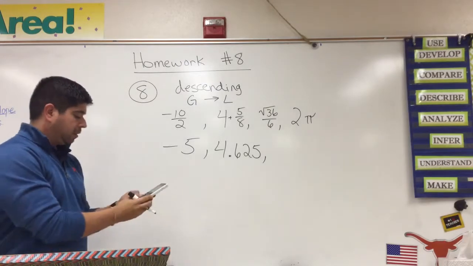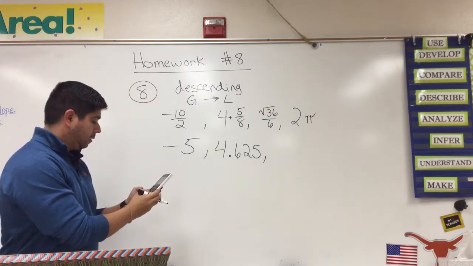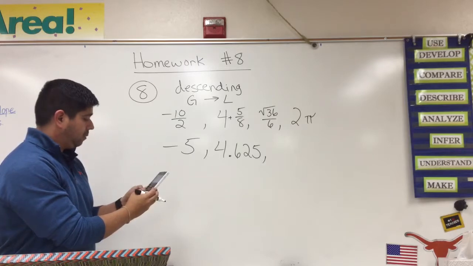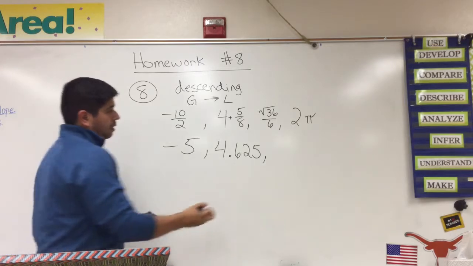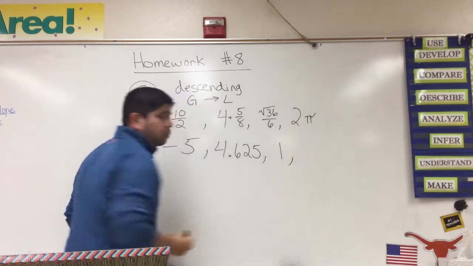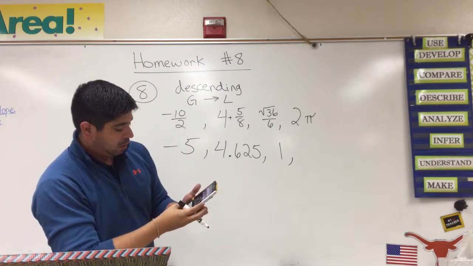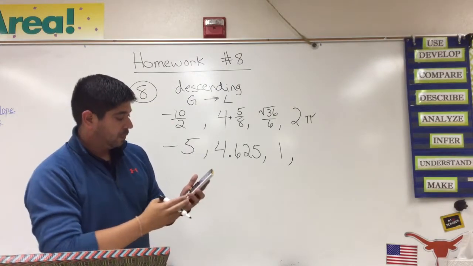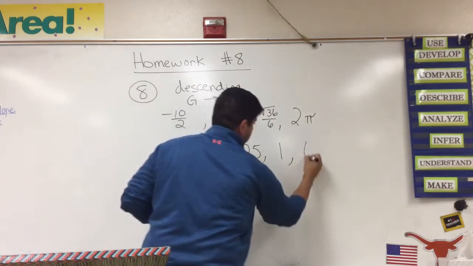Okay, the square root of 36 over 6, control divide. On top I'm going to put the square root of 36, and then on the bottom, 6. This is 1, and then 2 pi is 2 times 3.14, 6.28.